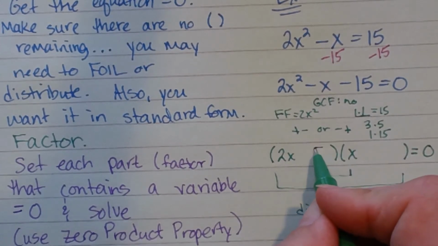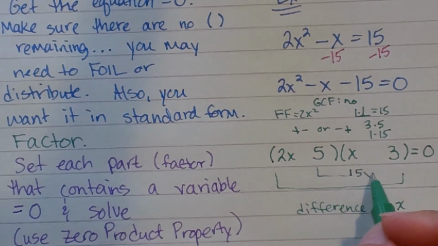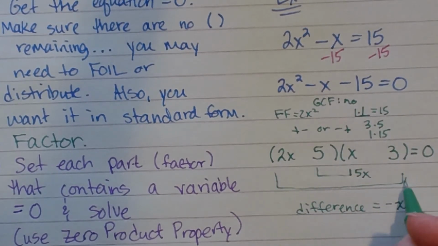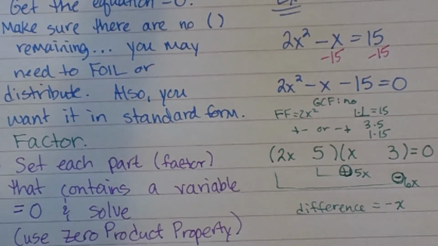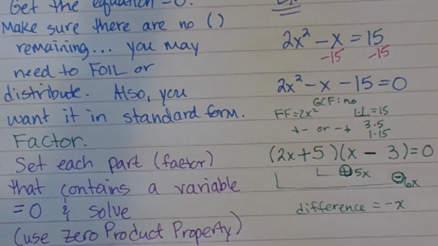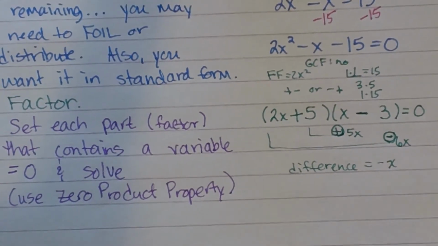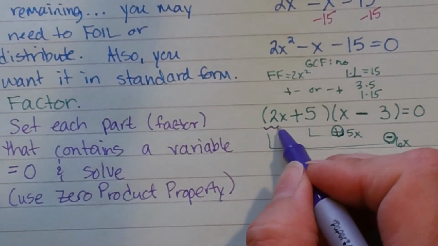So let's see, what did I say? Put a 5 here and a 3 here, which gives me 5x for my inside terms and 6x for my outside terms. Since I need the difference to be negative x, I better make the 6x the negative and the 5x the positive. So that'll be plus 5 here and minus 3 there. Okay. So now I have it factored, and then the last step is that I'm going to set each part, each factor that contains a variable, equal to 0 and solve those factors. So solve those two equations.